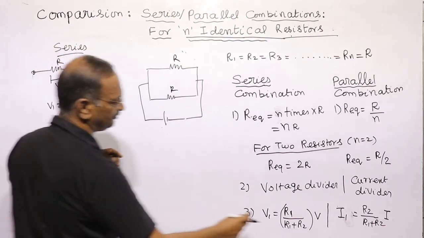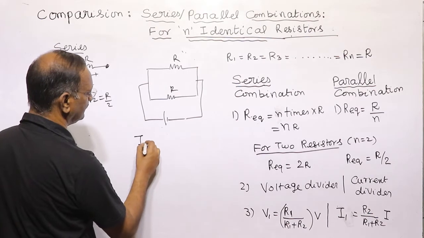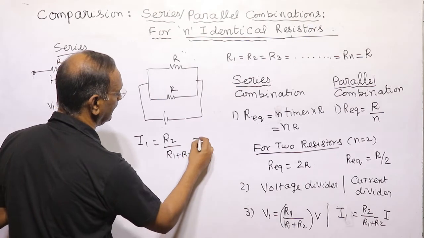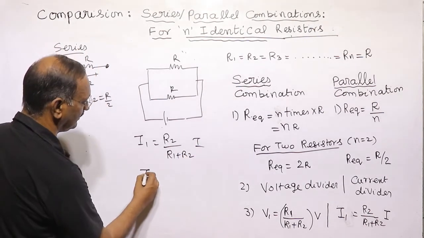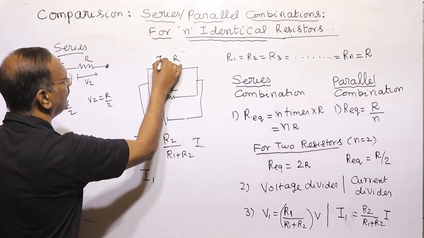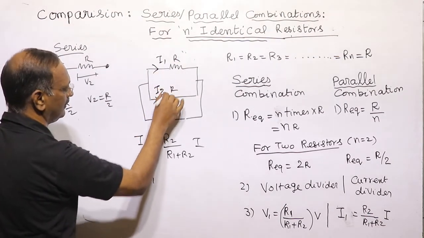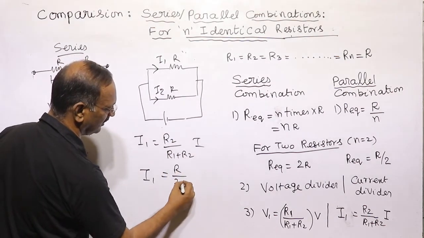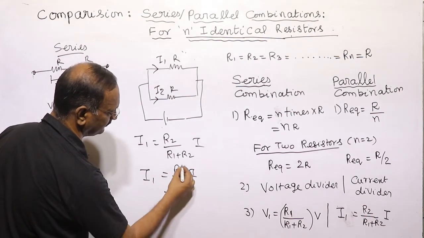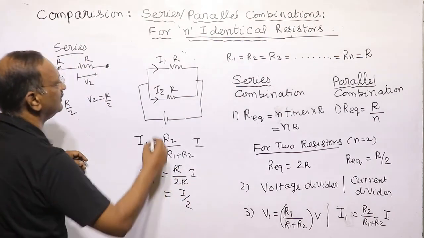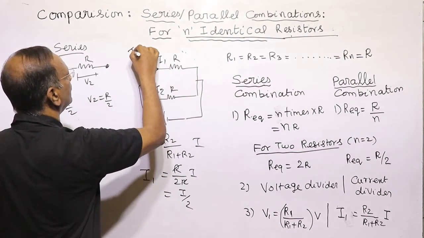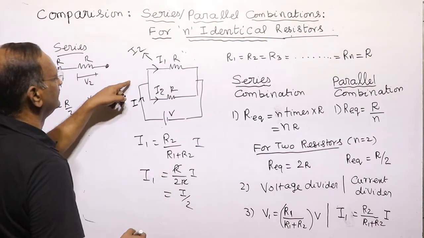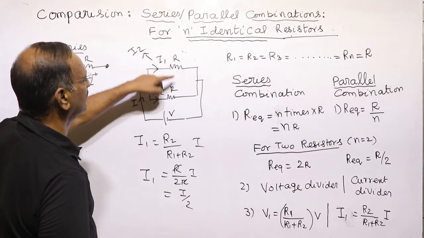In parallel, see I1, what is I1? I1 is equal to R2 divided by R1 plus R2 into total current. So this is I1, this is I2. I1 is equal to R2, which is also R. R1, R2 both are R, R plus R is 2R, into I, is equal to I by 2. So I1 is half the net current supplied by the battery, and this is divided in equal ratio for two identical resistors.